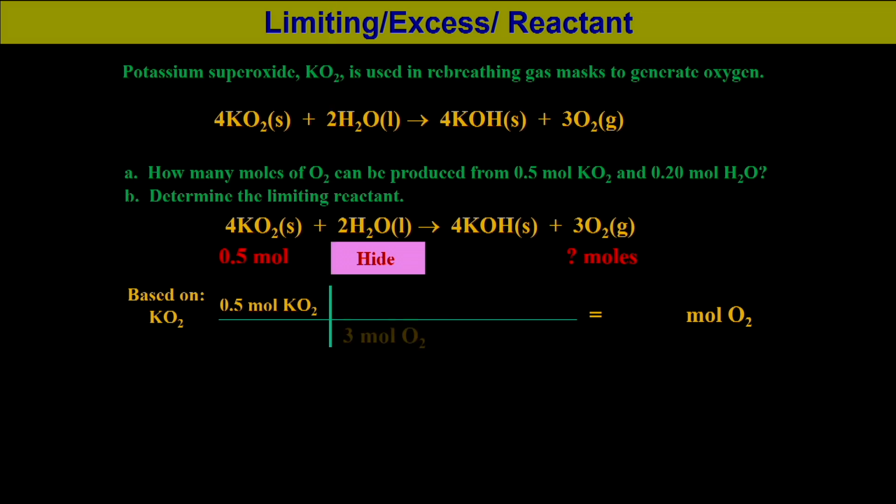So, our moles of oxygen produced is 3 mole as per the stoichiometry, and that is produced from 4 mole of KO2. So, if we write this, 4 mole KO2 and 0.5 mole KO2, the mole KO2 will cancel out. Okay. And then we can calculate the mole of oxygen produced, that is 0.375 mole of oxygen.